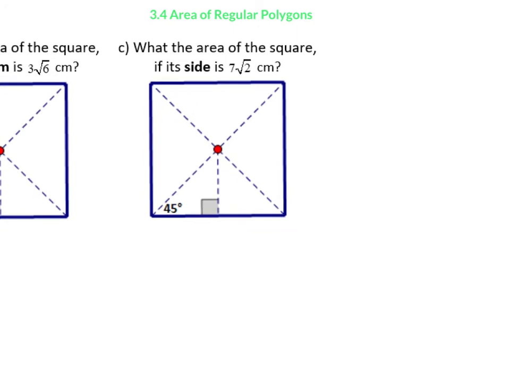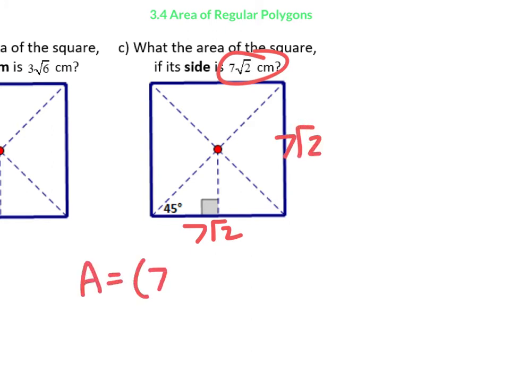Let's finish this up. It says my side is 7 root 2. What is my area? And in truth, again, I'm not going to play around. I'm just going to say 7 root 2 squared. And when you do that, you get 98 centimeters squared. Let's keep moving on to our next shape.